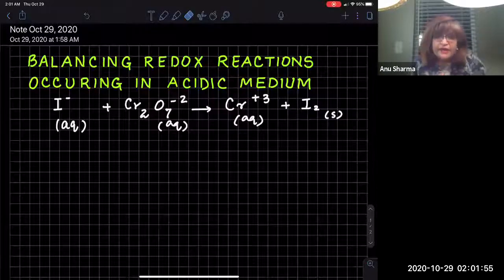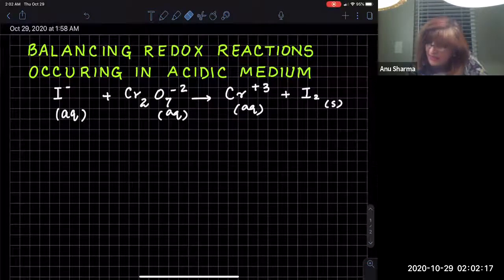Okay, let's look at another example of balancing redox reactions occurring in the acidic medium. So this is an example where iodide ion is reacting with the dichromate ion in the acidic medium, giving you chromium in +3 charge and iodine as a solid. Okay, so what is the first step? The first step is always to assign the oxidation numbers.